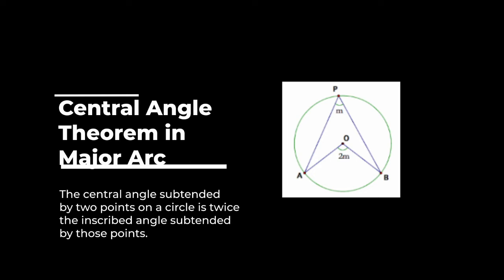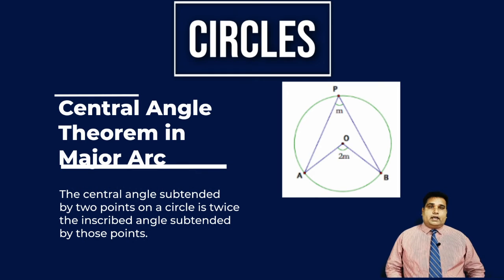So what is the major arc theorem? The major arc theorem says that the central angle subtended by 2 points on a circle is twice the inscribed angle subtended by those points. Here we can see in the diagram that we have 2 points A and B, and the other part is the part where point P is. So that is the major arc.